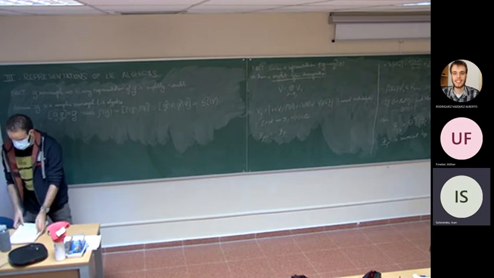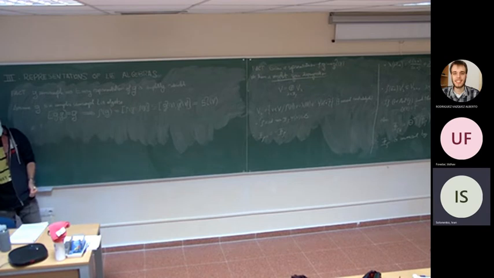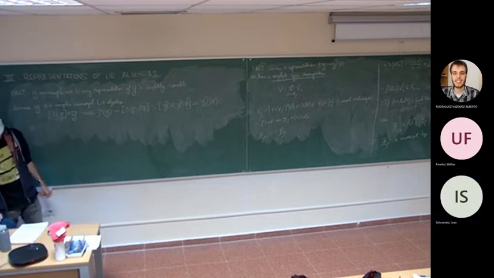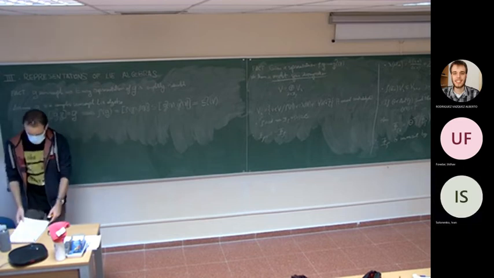Is the representation V supposed to be finite dimensional, or does it work for an arbitrary representation? Yeah, this is always for finite dimensional vector spaces in which the base field is equal to the base field of the Lie algebra. Okay, great. Thank you.